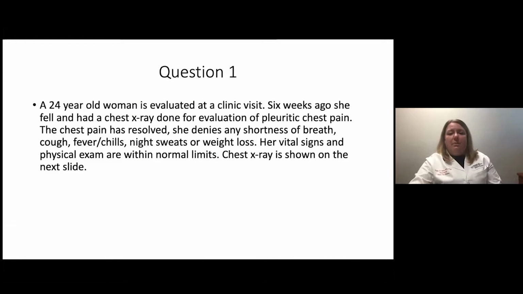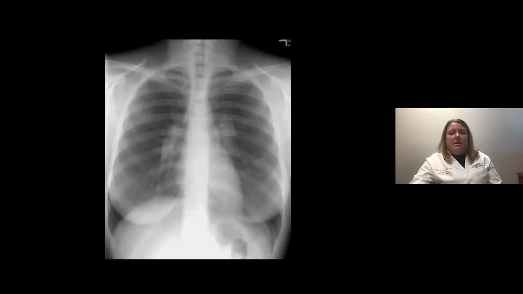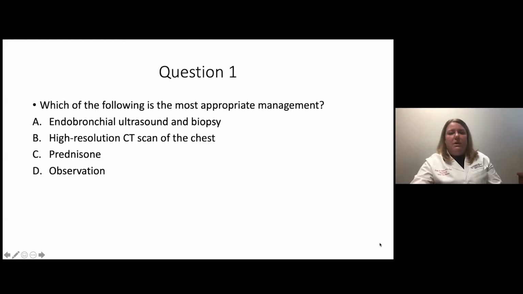So now we're going to do a couple board review questions. The first question, we have a 24-year-old woman who's evaluated at a clinic visit. About 6 weeks ago, she fell and had a chest x-ray done for evaluation of pleuritic chest pain. The chest pain's resolved, and she denies any shortness of breath, cough, fever, chills, night sweats, weight loss. Her vital signs and physical exam are within normal limits. And here's an example of what her chest x-ray would look like.